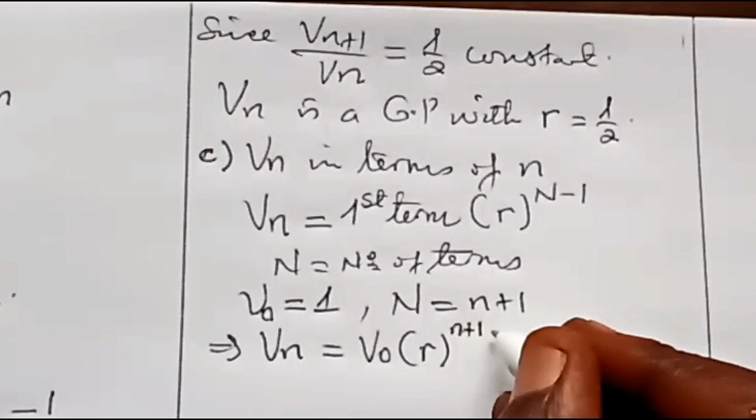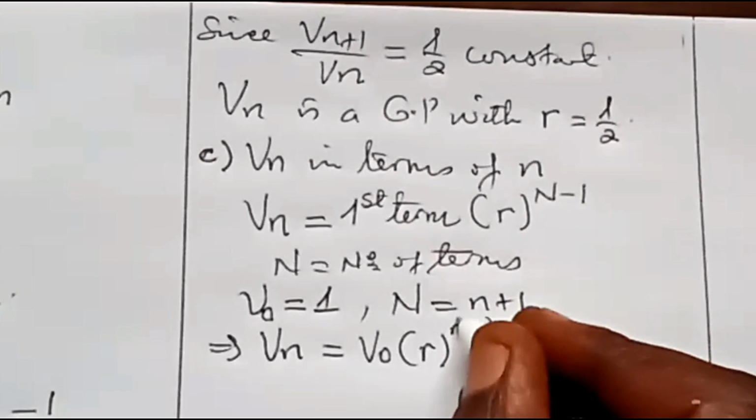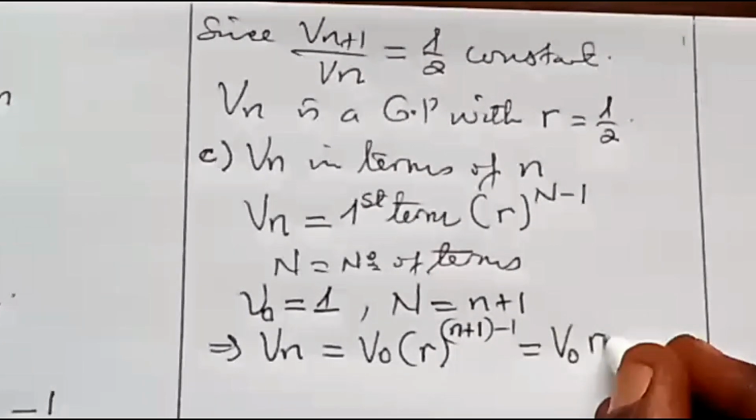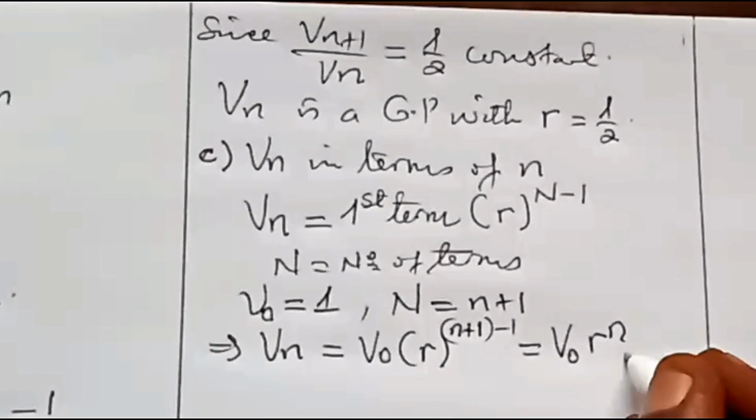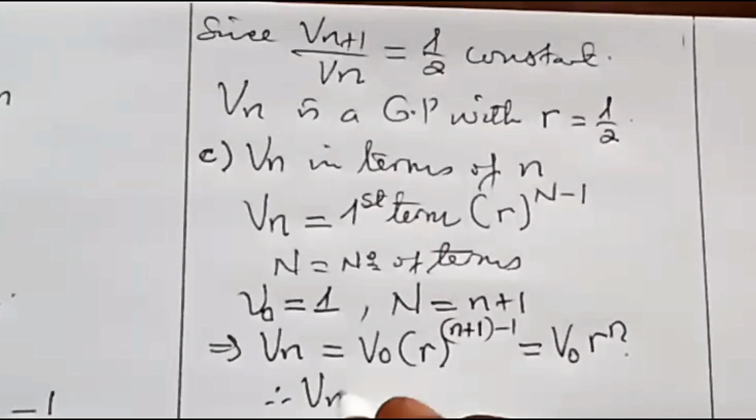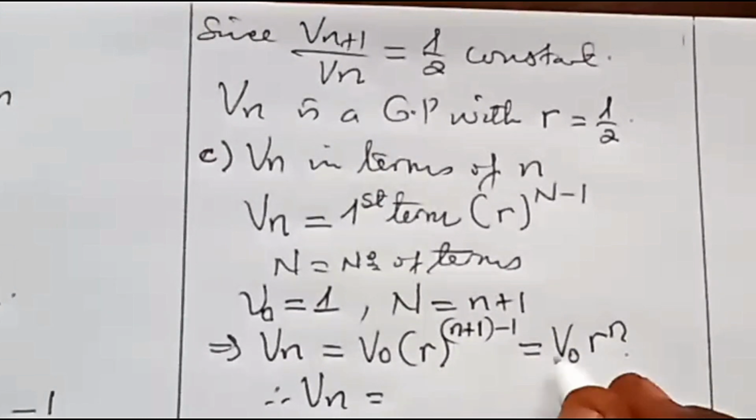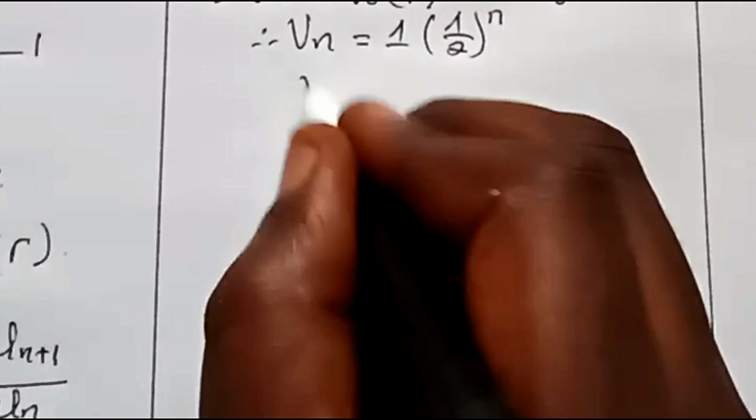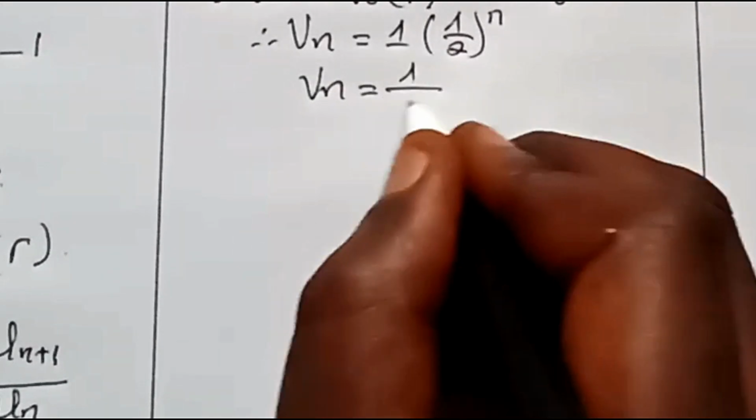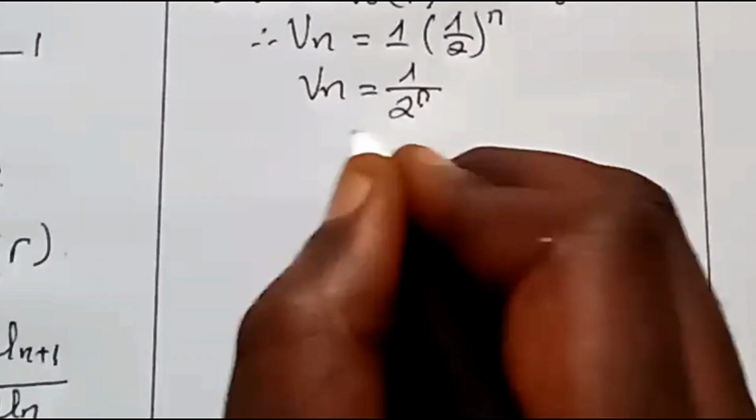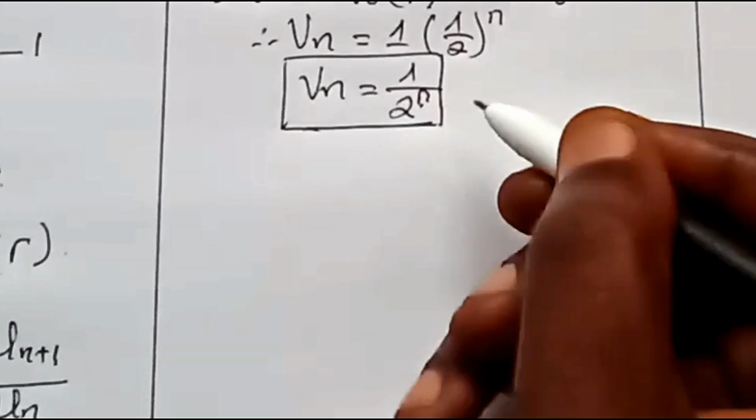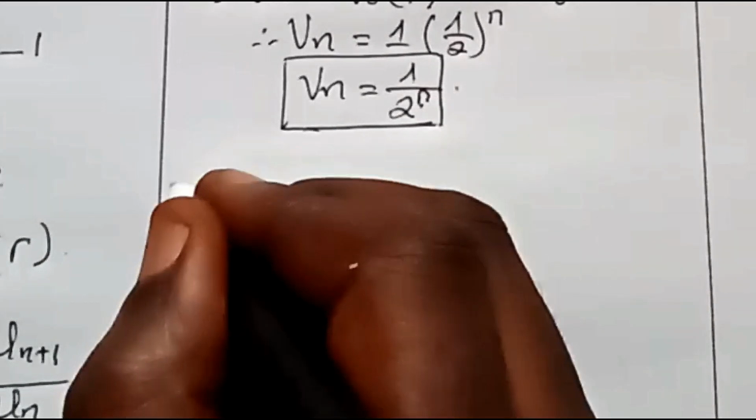It has to be the number of terms minus 1. So n plus 1, then minus 1. So that gives us V0 r to the n, simply. Therefore Vn should then be V0, which is 1, into r, which is half, to the power n. And that simply gives us 1 all over 2 to the n as Vn in terms of n.